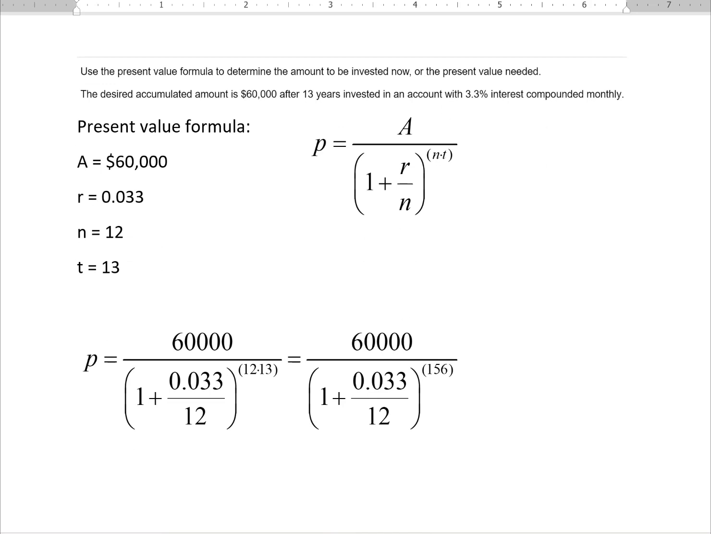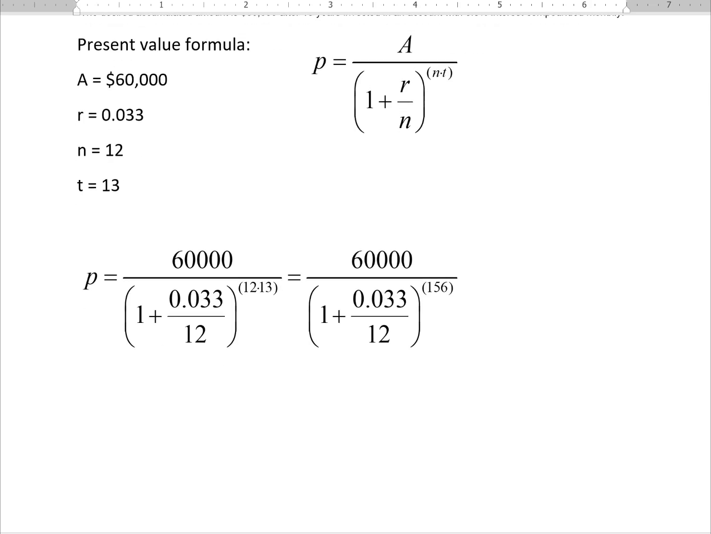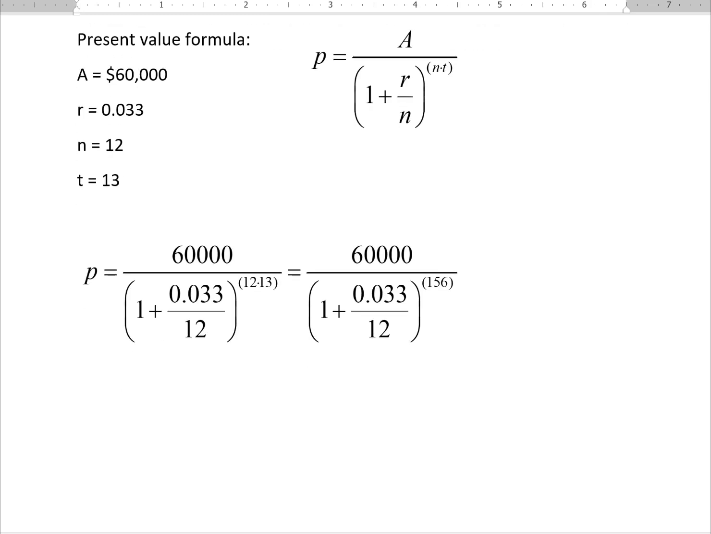Use the present value formula to determine the amount to be invested now, or the present value needed, if we wish to accumulate $60,000 after 13 years invested in an account with 3.3% compounded monthly. Here's my present value formula. The amount I'm going to invest is $60,000, interest rate as a decimal 0.033, compounded monthly, 12 compounding periods per year for 13 years. I've put the numbers into my formula. I went ahead and simplified my exponent. 12 times 13 is 156.